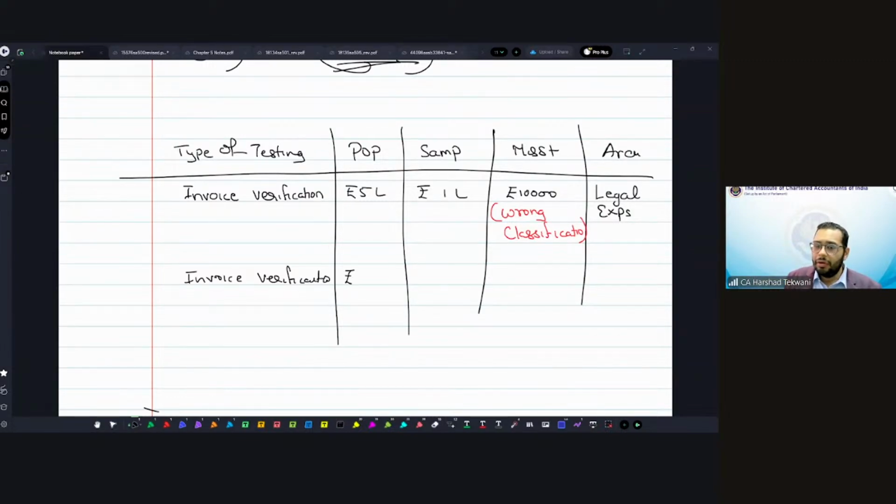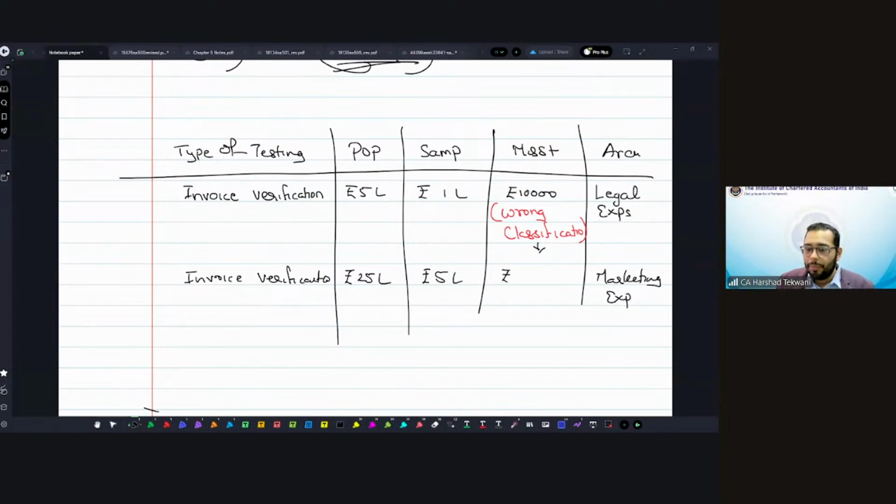Population, let's say 25 lakhs. Tested, let's say 5 lakhs. Same, this wrong classification was like in this, instead of legal, what they did is they classified this as a marketing expense. So instead of putting it in the legal, they classified this into the marketing.